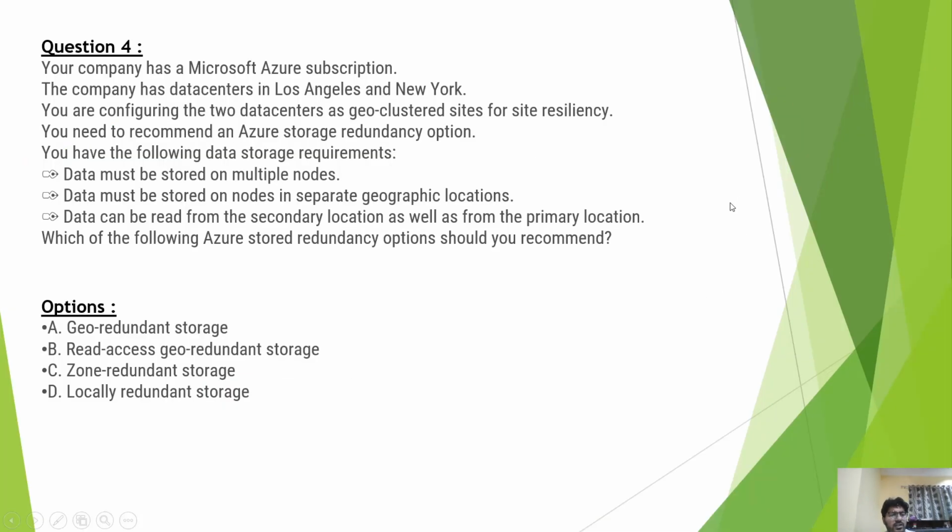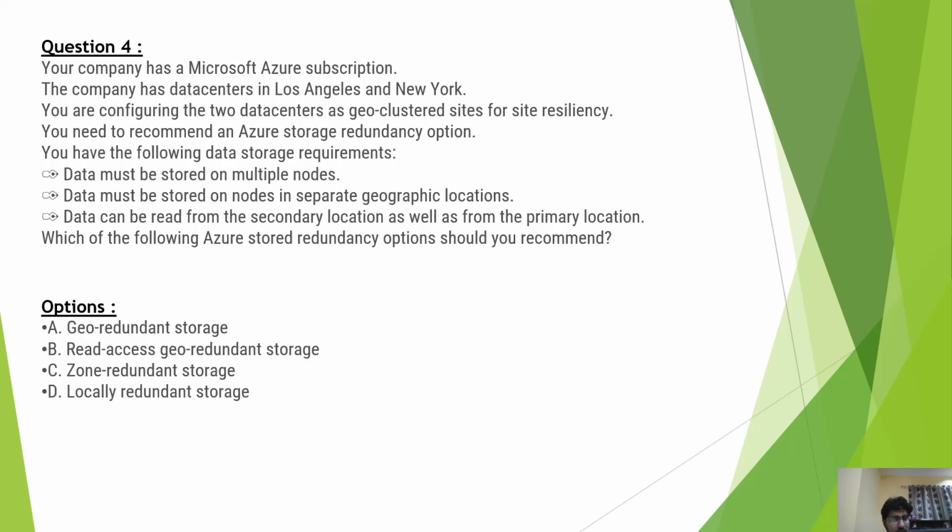Okay, let's come to the fourth question in the AZ-104 certification catalyst series. So what is the question? Your company has a Microsoft Azure subscription. The company has data centers in Los Angeles and New York. You are configuring the two data centers as geo-clustered sites for site resiliency. You need to recommend an Azure storage redundancy option.